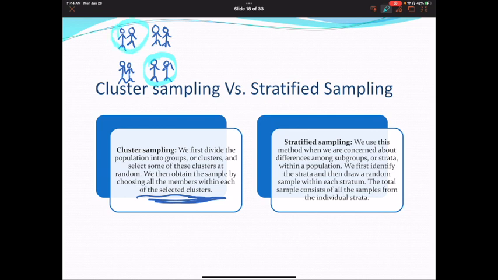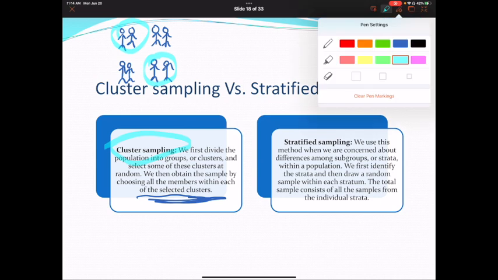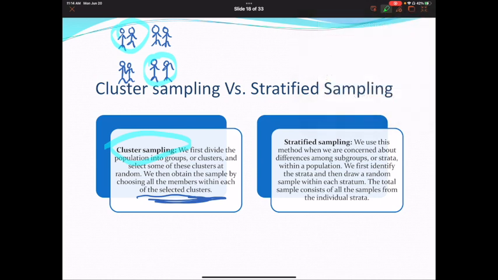And this cluster, and that could be my cluster sample. So that's cluster sampling. But what about stratified sampling? So stratified sampling is when we're not concerned about the differences among the subgroups or strata within the population. So we first identify the strata, so I could break them up into groups, and then we draw a random sample within each stratum. So I could just choose one out of each group.